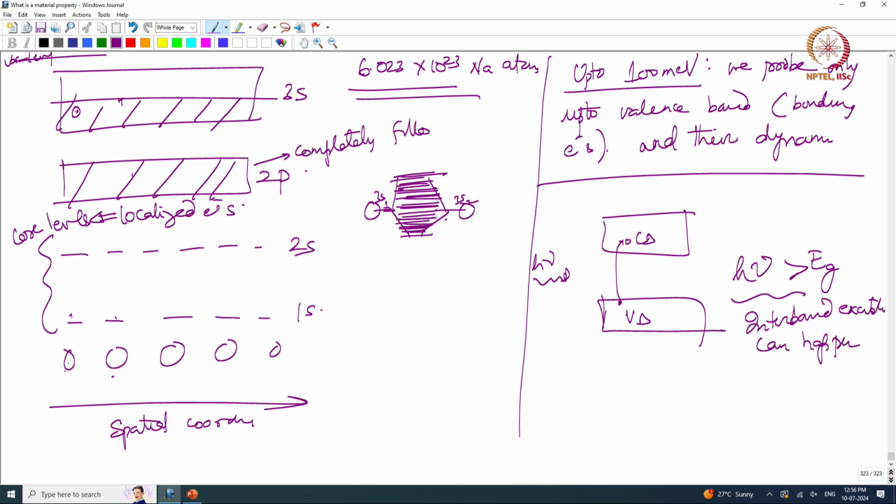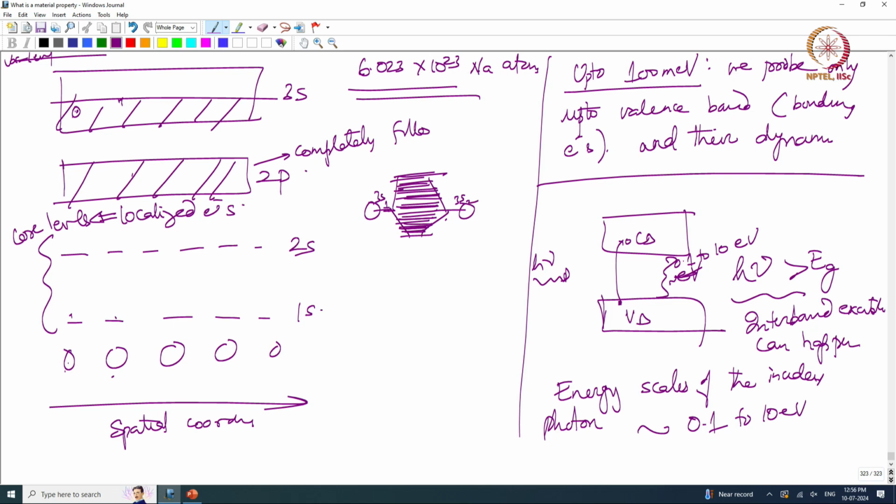So far the photon energy is much less than the band gap energy, up to 100 meV, so there are no interband transitions. Since the band gap is in the order of electron volts, 0.1 to a few electron volts, say 10 electron volts, depending on which material you are taking, to excite an electron from valence band to conduction band, the energy scale of the incident photon should be in the range of 0.1 to 10 eV.